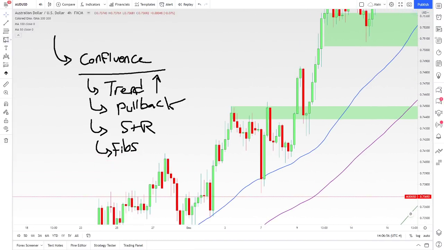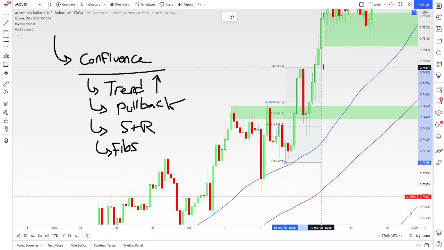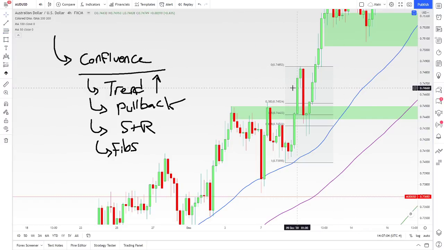They're not by any means the holy grail or perfection, but you know, drawing things like this. If you're not sure how to draw fibs, I do have a video on that. Feel free to check it out. But the idea here is drawing fibs like this. You could have said, okay, well, here's the low, here's the high. It gave us the 38.2.